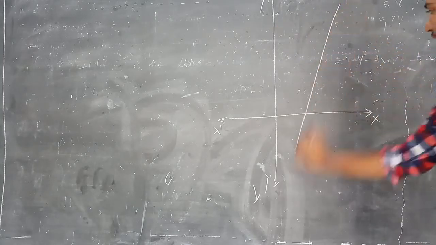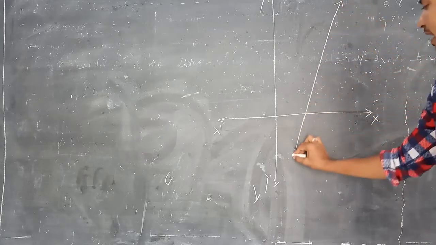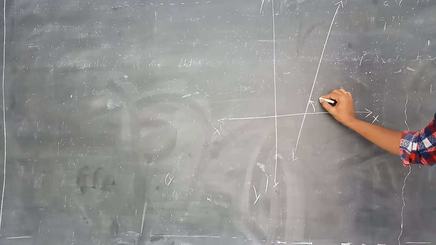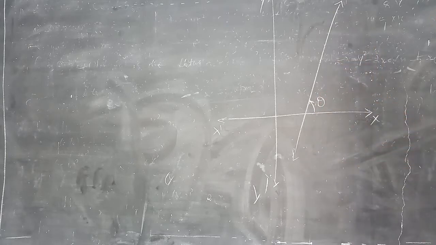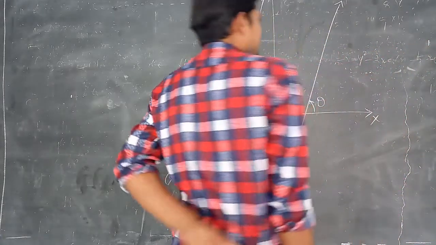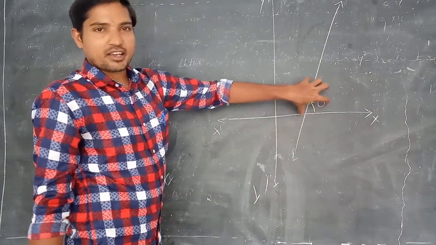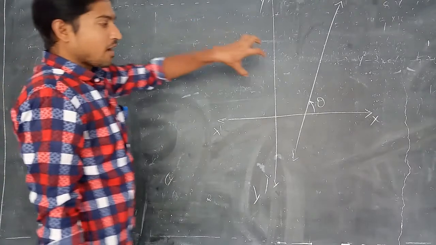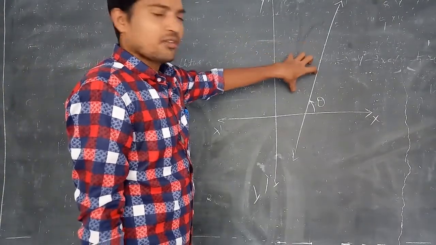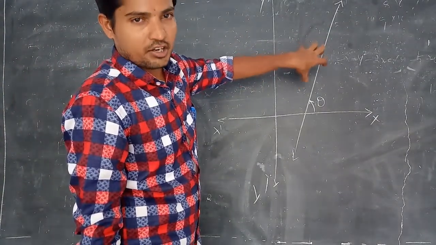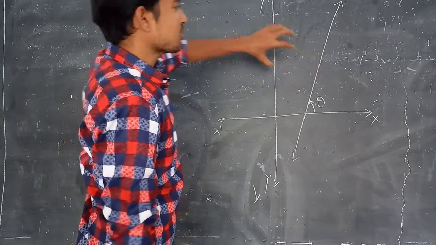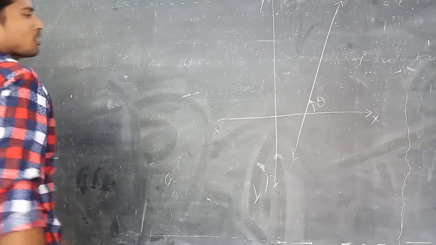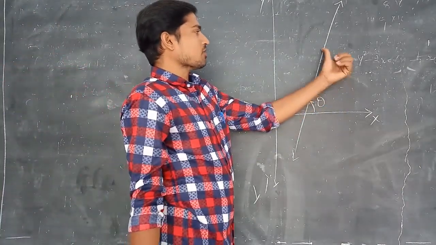A line makes a positive angle with the x axis is called the steepness of a line. Otherwise, the angle a line makes in the anti-clockwise direction is called the steepness of a line. Here, theta is the steepness of this line.